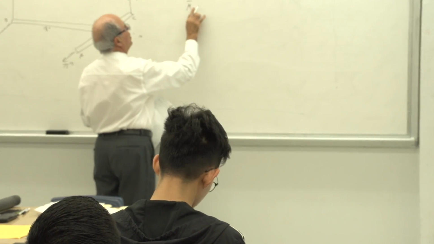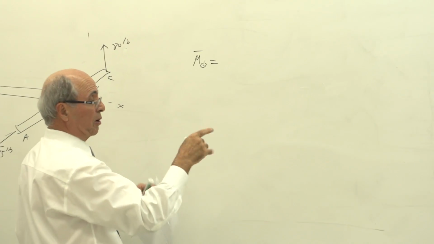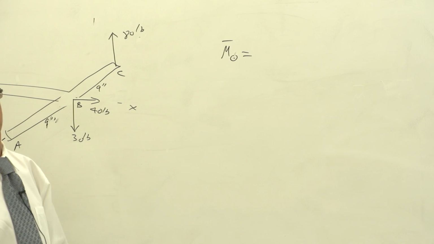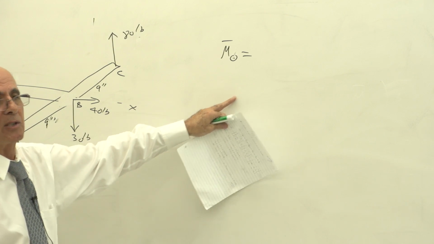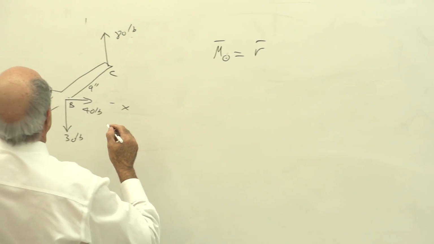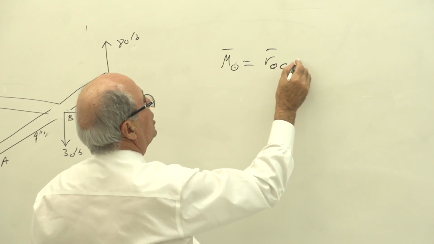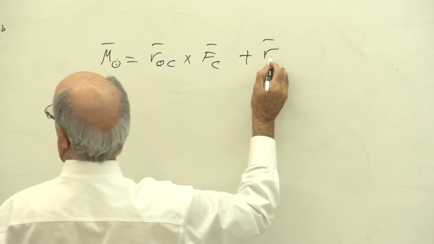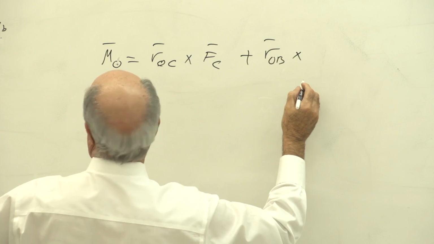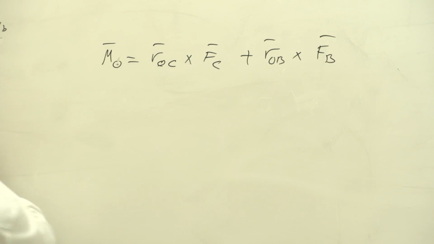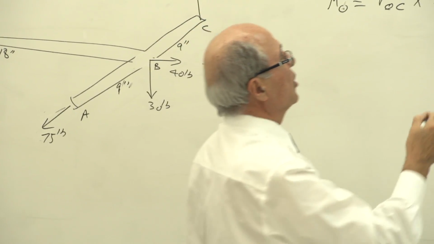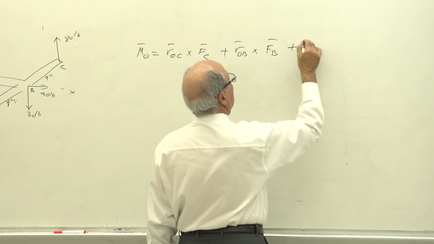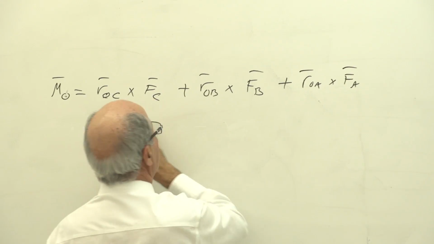So this is what you write: MO, moment about O, if you are using cross product, which I'm not asking you to do. But if you cannot do it by inspection, do it this way and check your answer. Most of you are familiar with this. MO equals ROC cross product FC, which has one component, plus ROB cross product of the force at B, which has two components, one along X, one along Y. You have done that in your homework. Plus ROA cross product FA. Then you set up determinants.